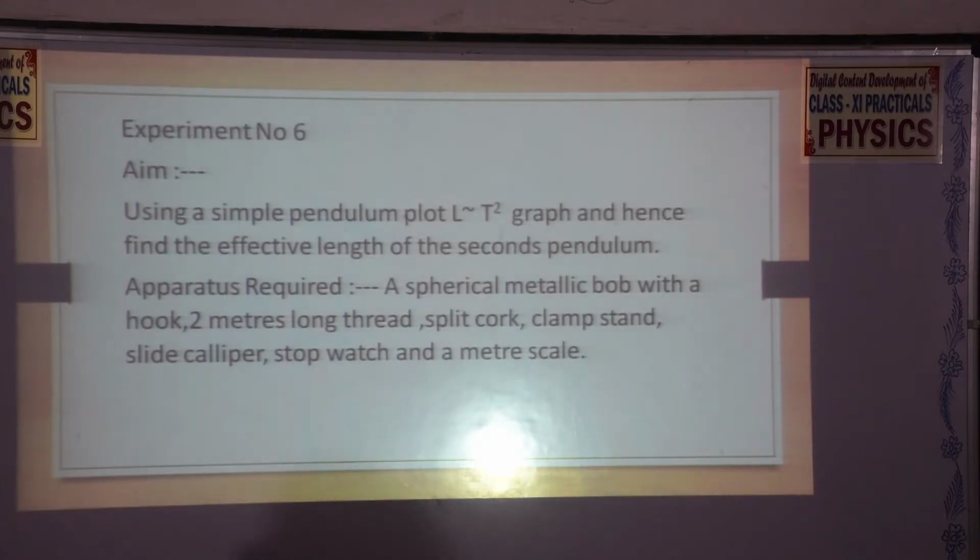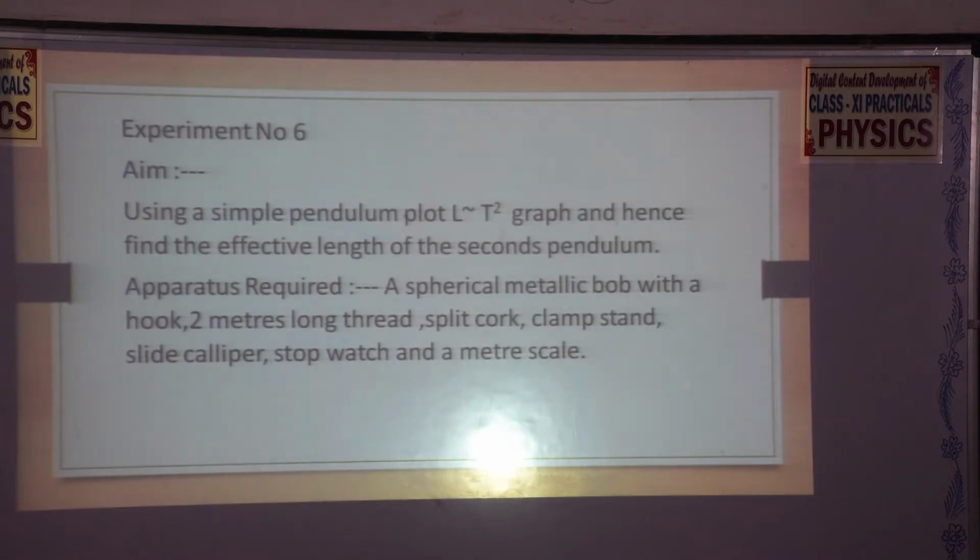Using a simple pendulum, plot the L–T² graph and hence find the effective length of the seconds pendulum. This is your experiment number 6. The apparatus required are a spherical metallic bob with a hook, a 2 meter long thread, a split cork, a clamp stand, a slide caliper, a stopwatch and a meter scale.